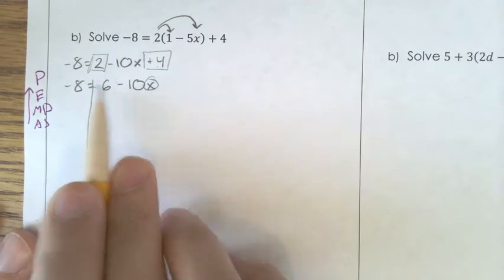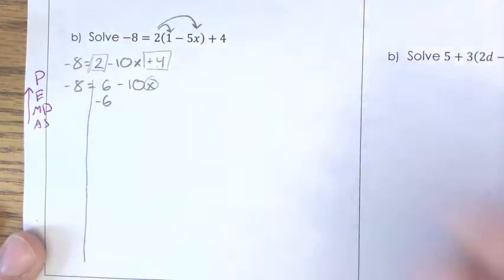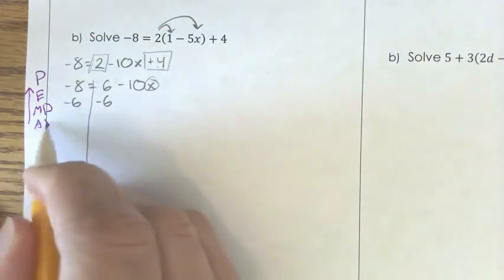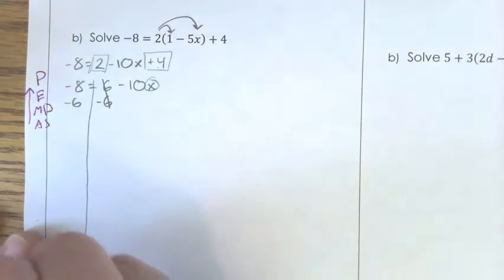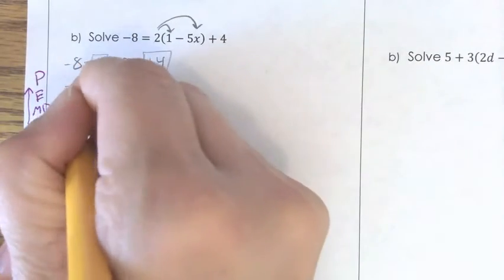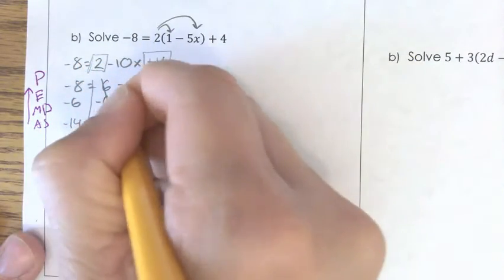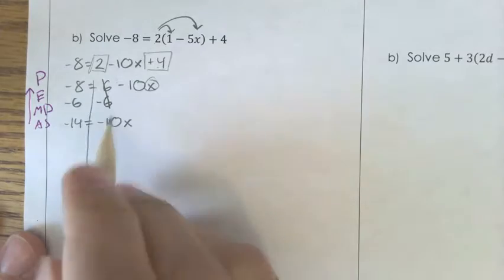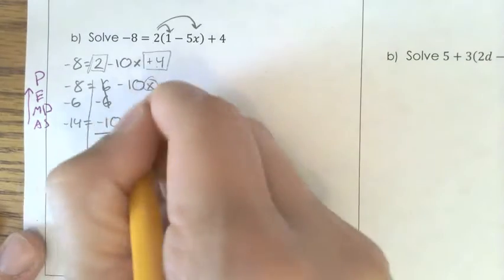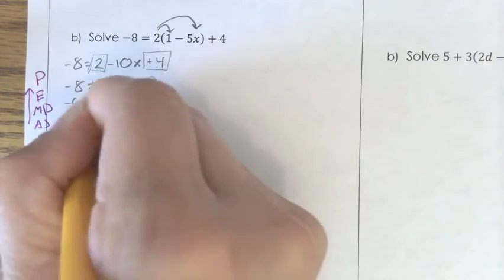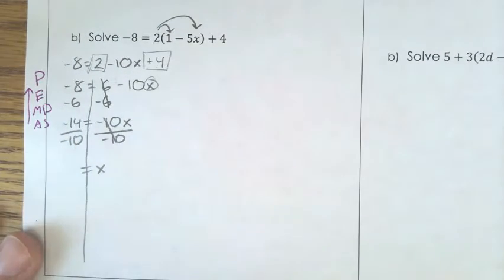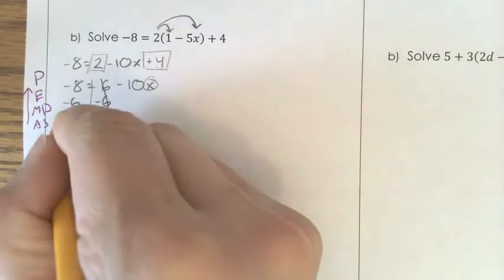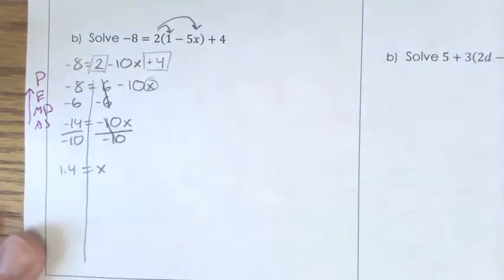And so that's a positive 6, so I could subtract 6 to get rid of it. That's still working on our addition subtraction level. -8 minus 6 is going to give us -14, and we're left with -10 multiplied by x. This is multiplication, so we want to divide to get rid of it. And here, feel free to do long division or grab your calculator. Remember, you are allowed to use a calculator on this unit. So that comes out to 1.4.